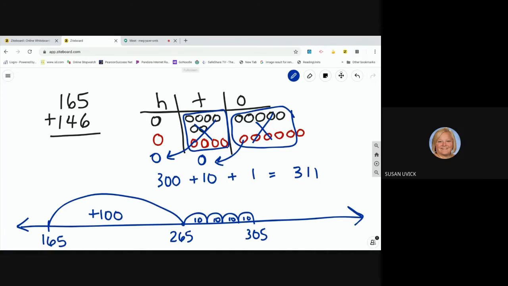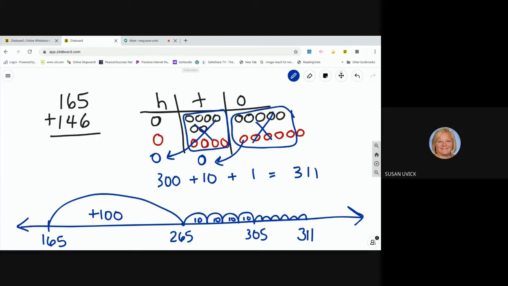Okay, now we just need to add our ones. 306, 307, 308. That's 3, 4, 5, 6, and I count, and I'm going to end up at 311. Okay. Now, some of you who have been doing the up and down or the algorithm, you can do it the same way, and you'll see that it really matches our picture.